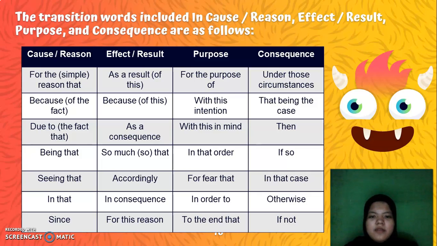Purpose. There are for the purpose of, with this intention, with this in mind, in that order, for that, in order to, the end that. Consequence. Under those circumstances, that being the case, then, if so, in that case, otherwise, if not.